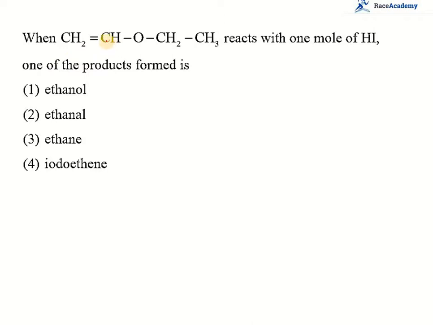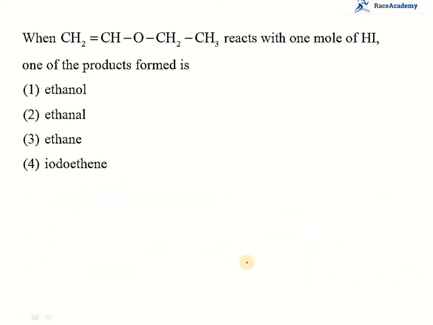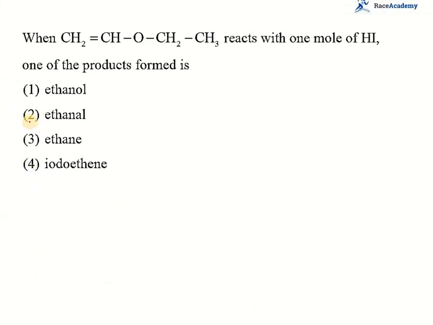When CH2=CH-OCH2CH3 reacts with 1 mole of HI and one of the products formed is, it is very clear that it is an allylic ether. Then it usually undergoes nucleophilic substitution reactions, and 1 mole of hydrogen iodide here forms ethanol, and the reaction mechanism is said to be giving ethanol. One of the products is ethanol.